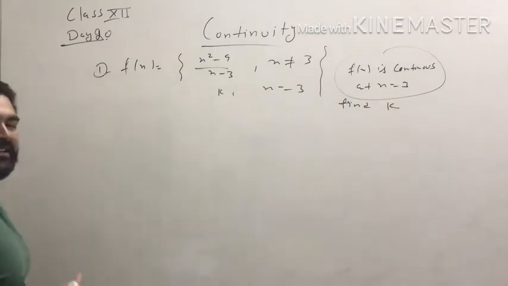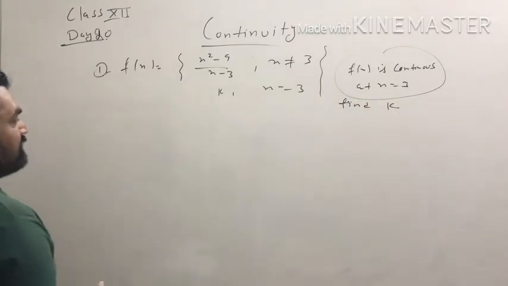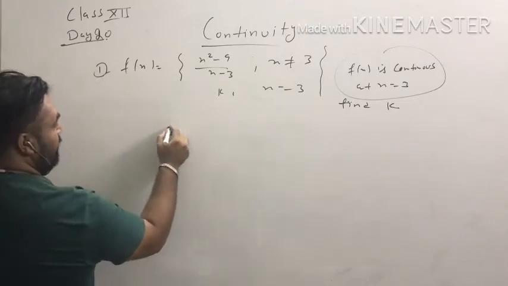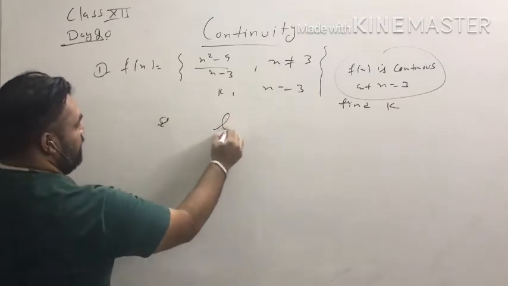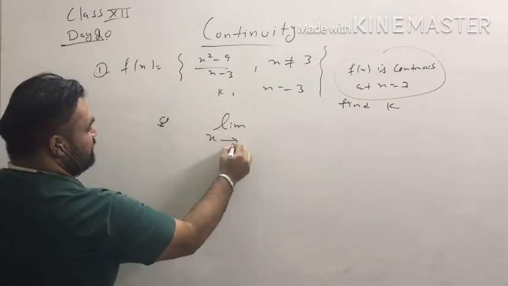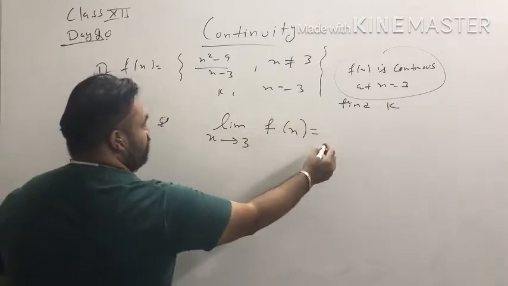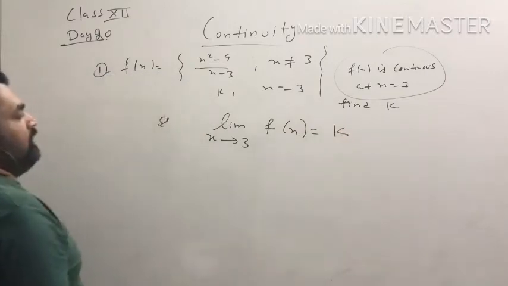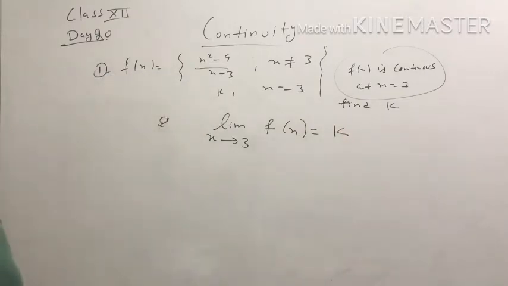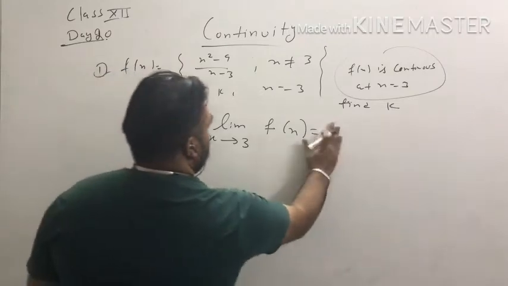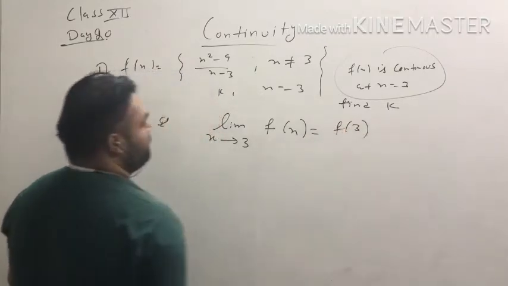Now how can we find the constant value? Please listen carefully. Solution. Limit x tends to 3, f(x) equals to k. Limit f(x) equals to, we can write f(3).